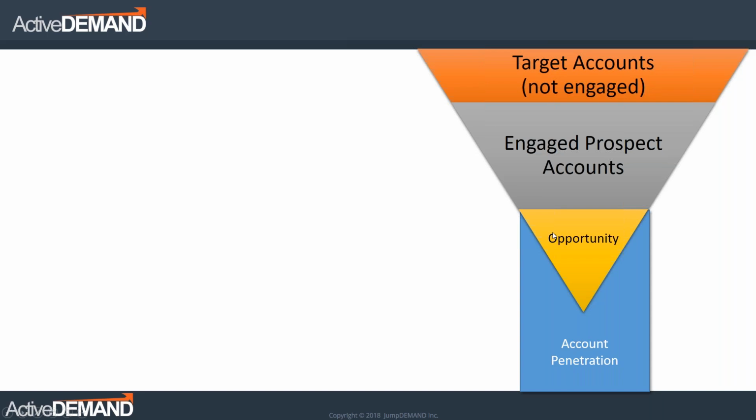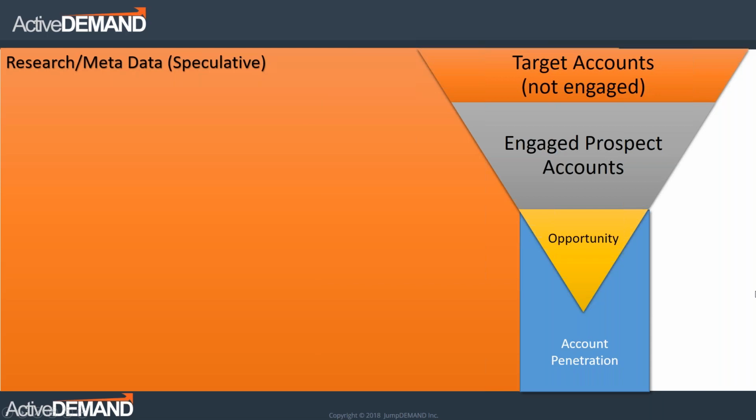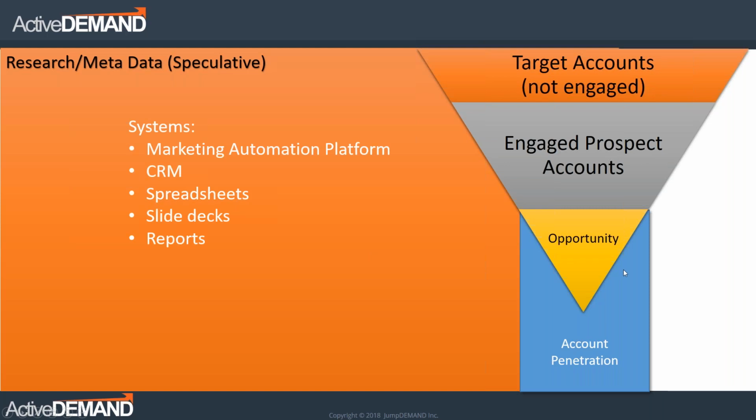Now, if we overlay the data, first we have our research metadata. And this is really at the beginning, it's speculative, and it applies to the entire funnel. Right, it's metadata. It's not changing rapidly. So let's face it, the data has a play throughout the entire journey with the targeted accounts. And this data is quite often inside your marketing automation platform or your CRM, spreadsheets, slide decks, reports from consultants, what have you. So there's a lot of this data captured in these different systems.